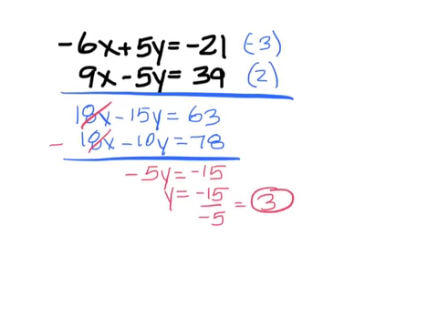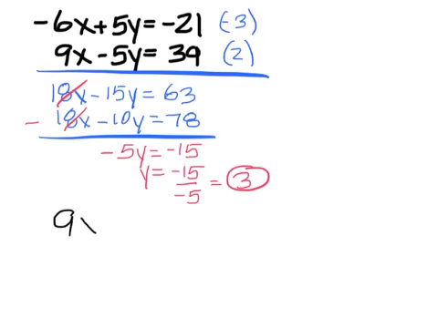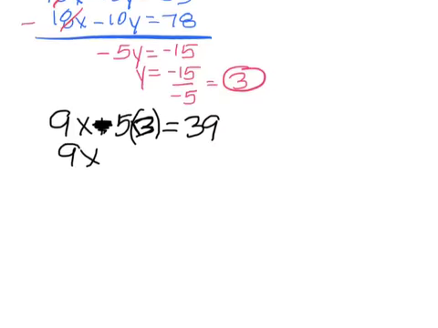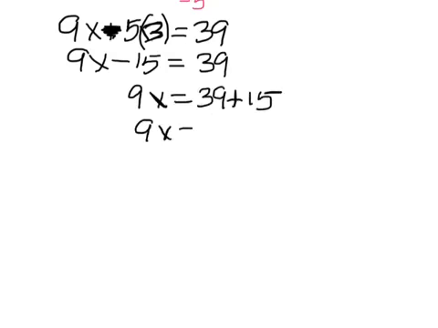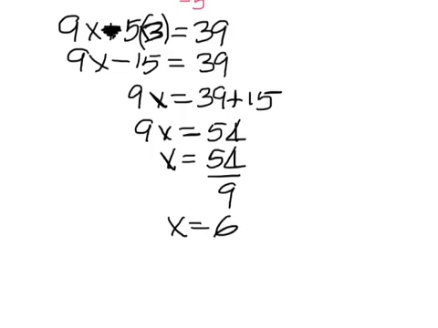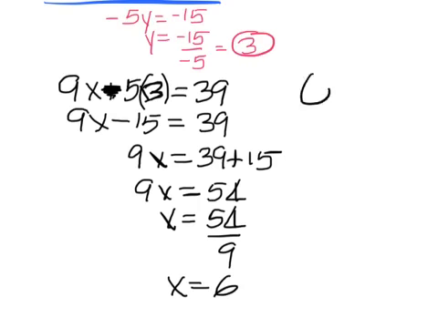I'm going to put that 3 in the bottom equation. 9x minus 5y, and that's going to be a 3, equals 39. So 9x minus 15 equals 39. 9x equals 39 plus 15. That's going to give me a 54 on the right. If I divide it by 9, I'm going to come up with an answer of 6 for x. So the final answer is 6, 3.